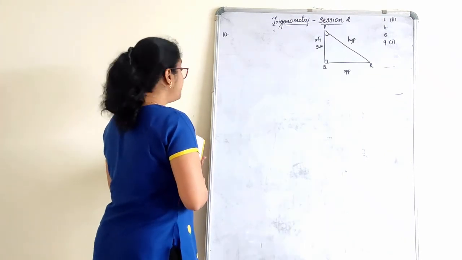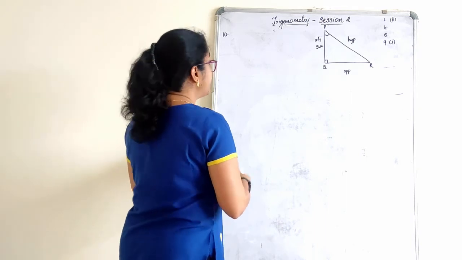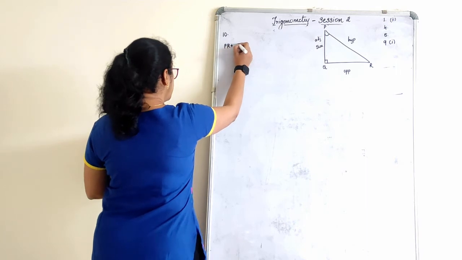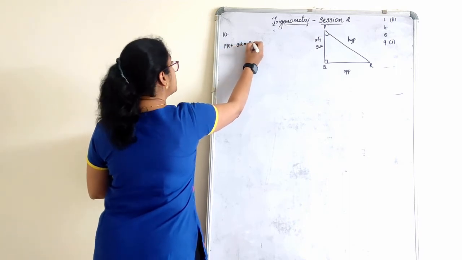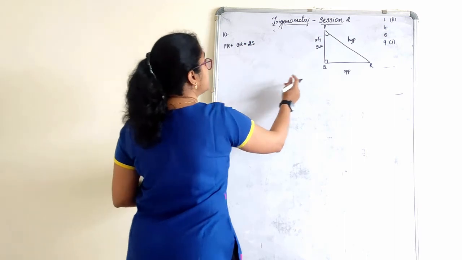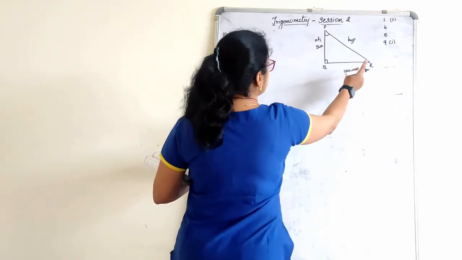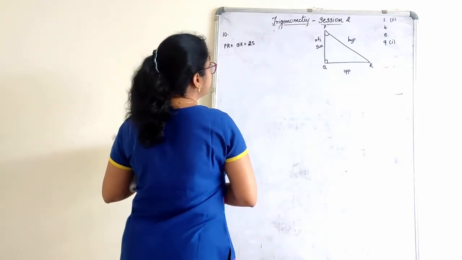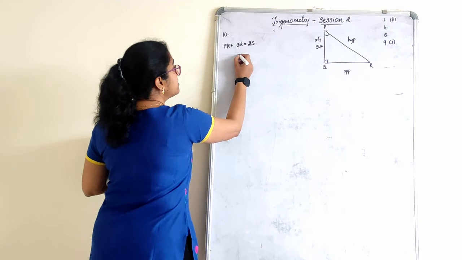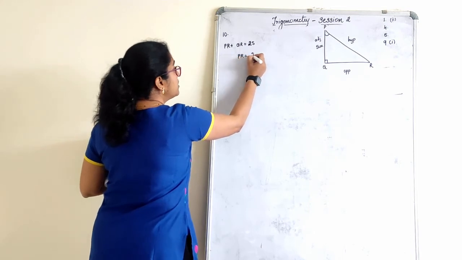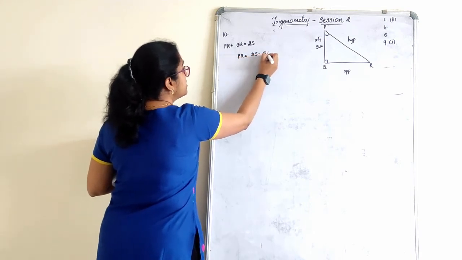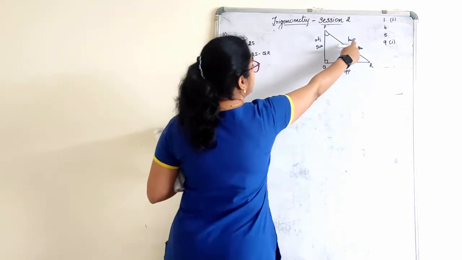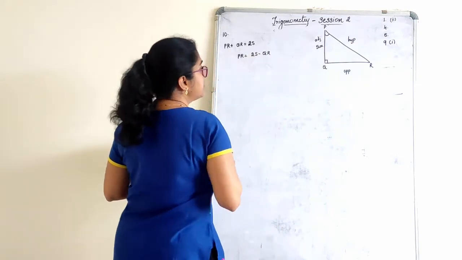Tenth one. In figure PQR, in triangle PQR, right angled at Q, PR plus QR is equal to 25 centimeter. PR plus QR, opposite and hypotenuse together is equal to 25 centimeter. Okay, so we can write this as PR is equal to 25 minus QR. Just keep it as it is. Hypotenuse value I have just written. PR is equal to 25 minus QR.